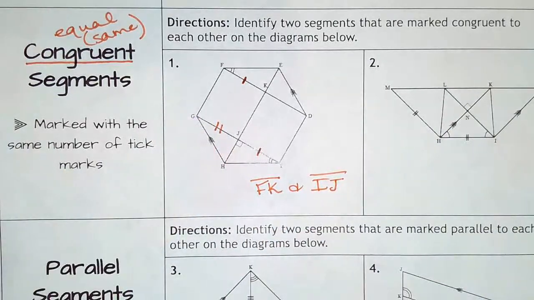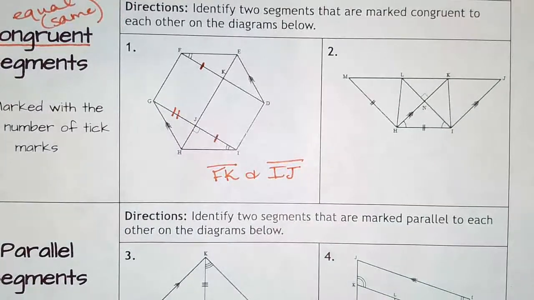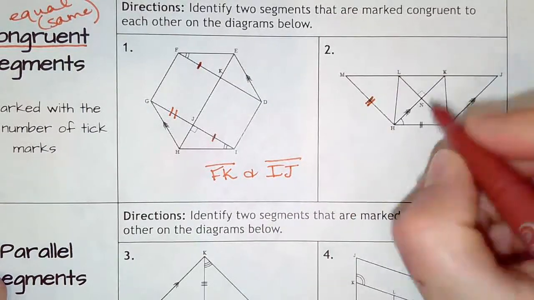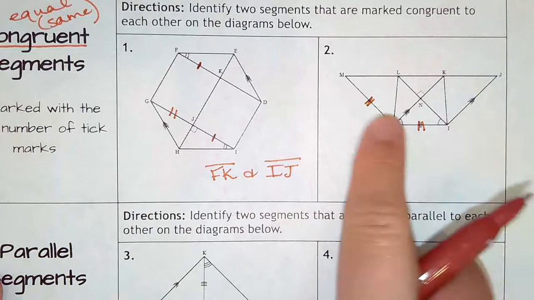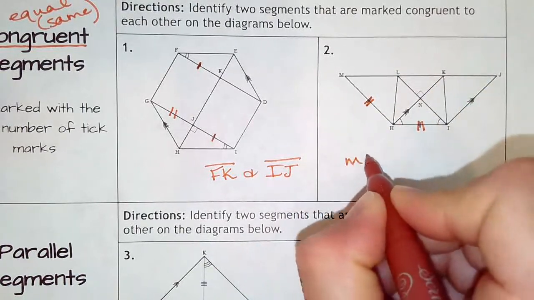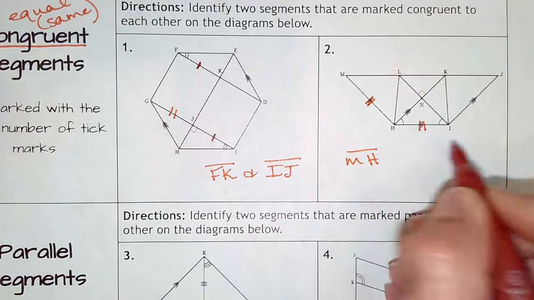Okay, and how these notes are going to work, I want you to pause and try number 2. Okay, you should have noticed that we've got 2 lines that have 2 tick marks. So that means that they are congruent and equal in length. So we've got MH and HI.